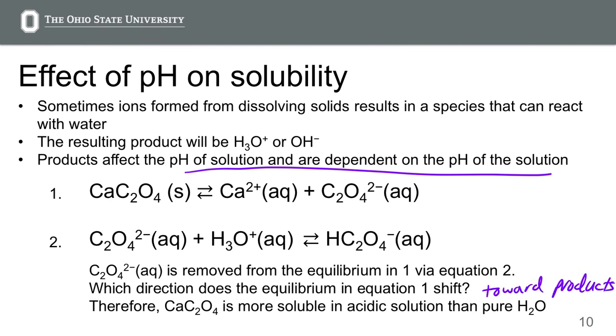So if this is equilibrium 1, it shifts towards the products, which means that the calcium oxalate is more soluble in an acidic solution than it would be in a neutral solution. If you put it in basic or neutral or acid, would it be the same kind of concept? Because you just have to go another step further where it would become -3. Oh, we wouldn't be able to form a -3.